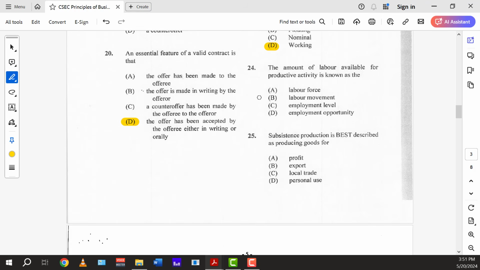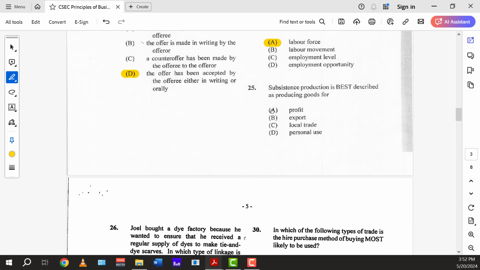Number 24. The amount of labor available for productive activity is known as A, labor force, B, labor movement, C, employment level, or D, employment opportunity. Answer A, labor force. Everybody who's willing and able to work, that's the labor force.